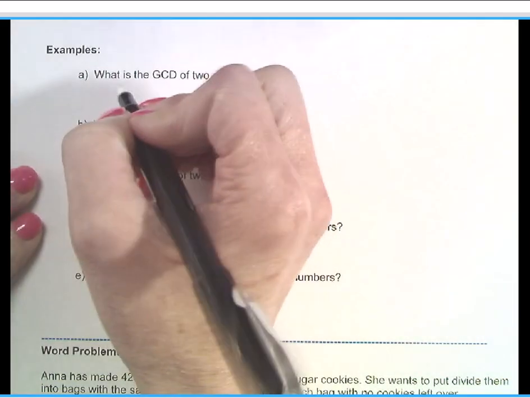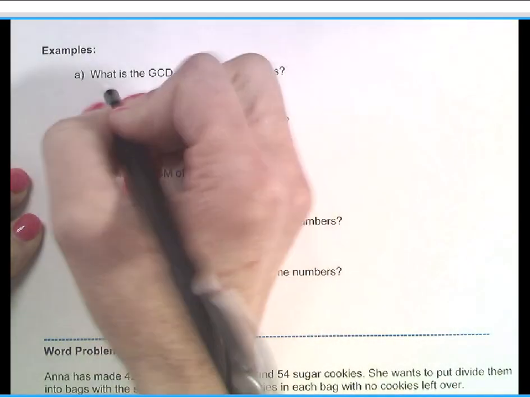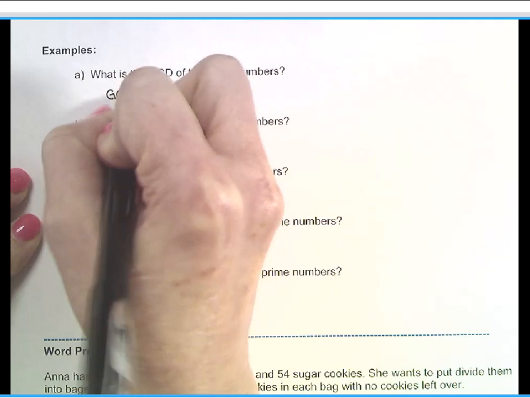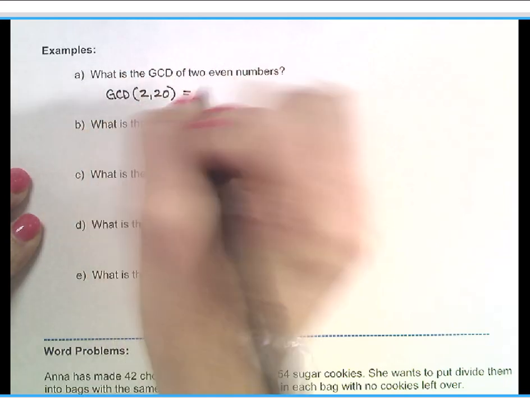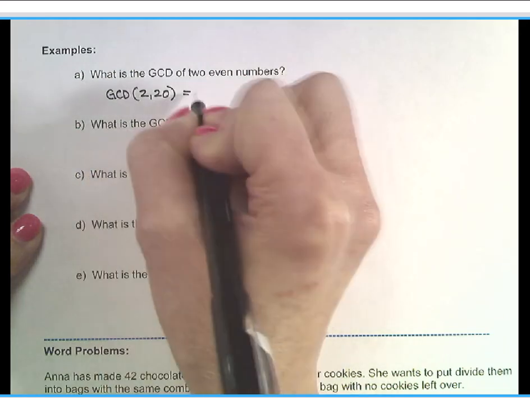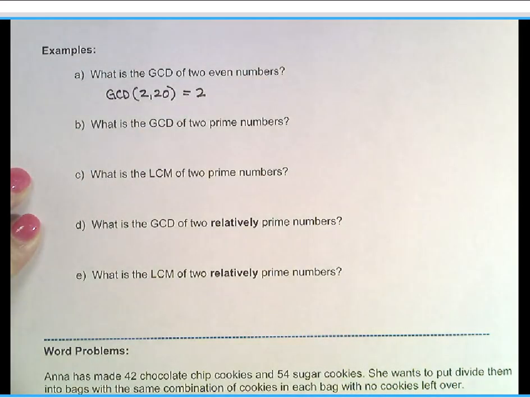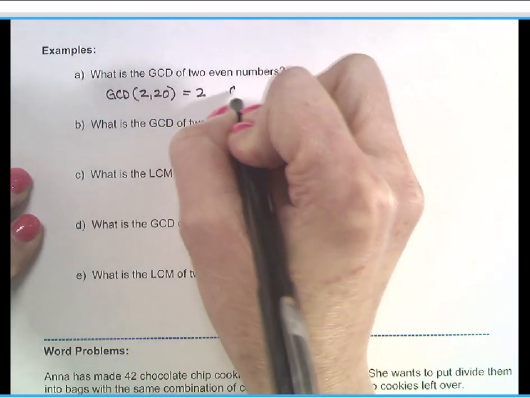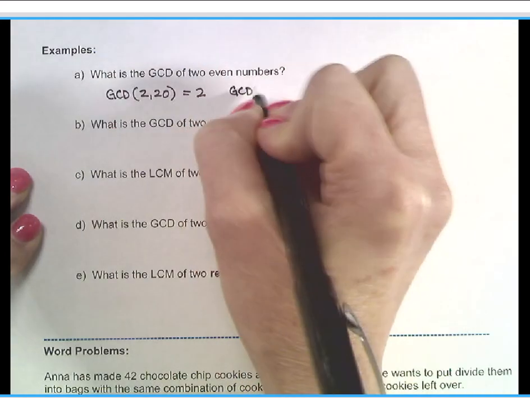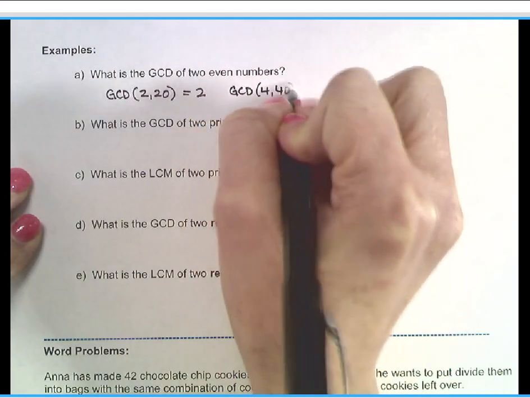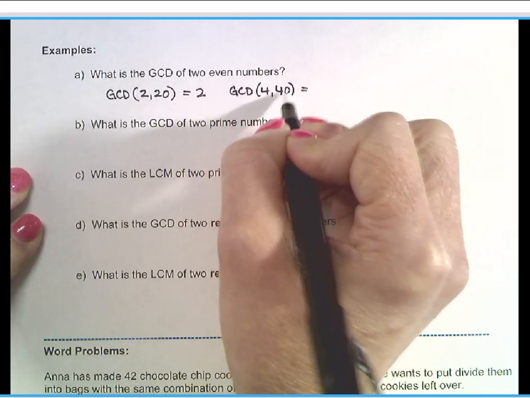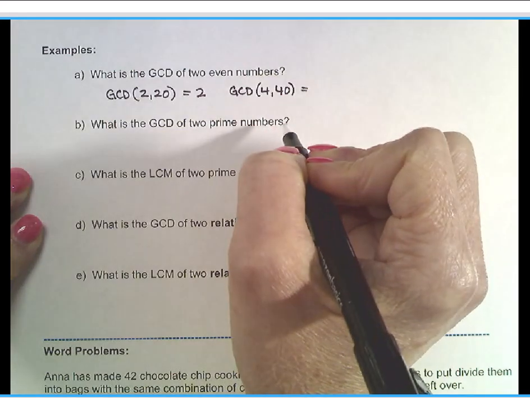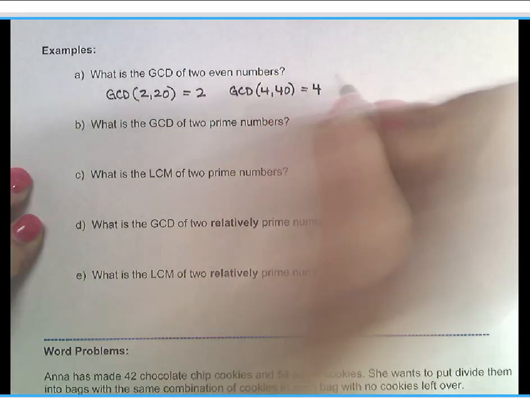And it might be. Let's just do some examples with some numbers. If we wanted to find the GCD, for example, of 2 and 20, those are both even. The biggest number that'll divide into both of them is 2. But what about the GCD of 4 and 40? Is that 2? Those are both even, right? 2 goes into 4, 2 goes into 40, or is there something bigger? Well, I think it's 4, right?